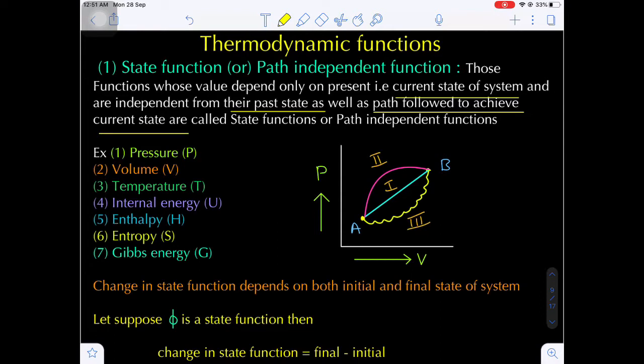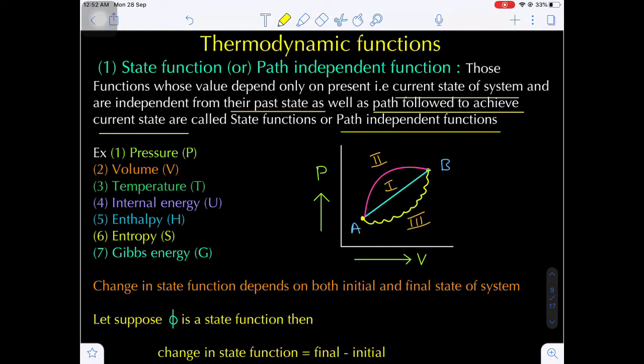And these state functions are path independent functions. That means the properties of a function depend upon the present state of a system and are independent of the previous state of the system, as well as the path of transformation through which the system gains the present state. Okay, it is a path independent function.